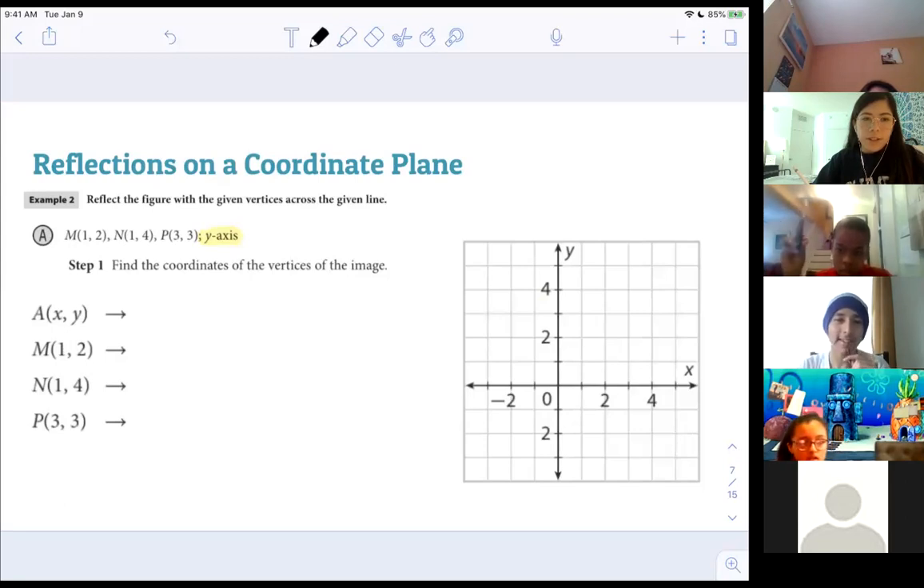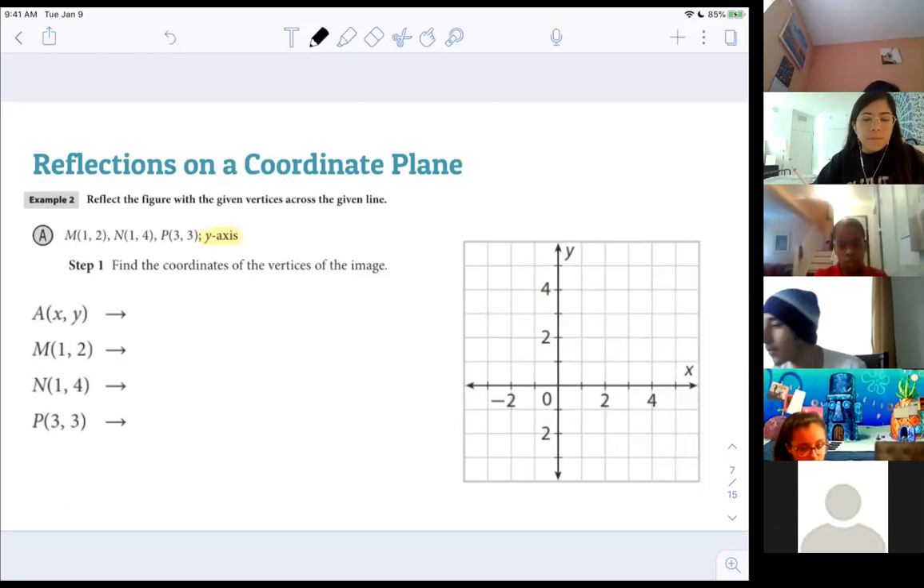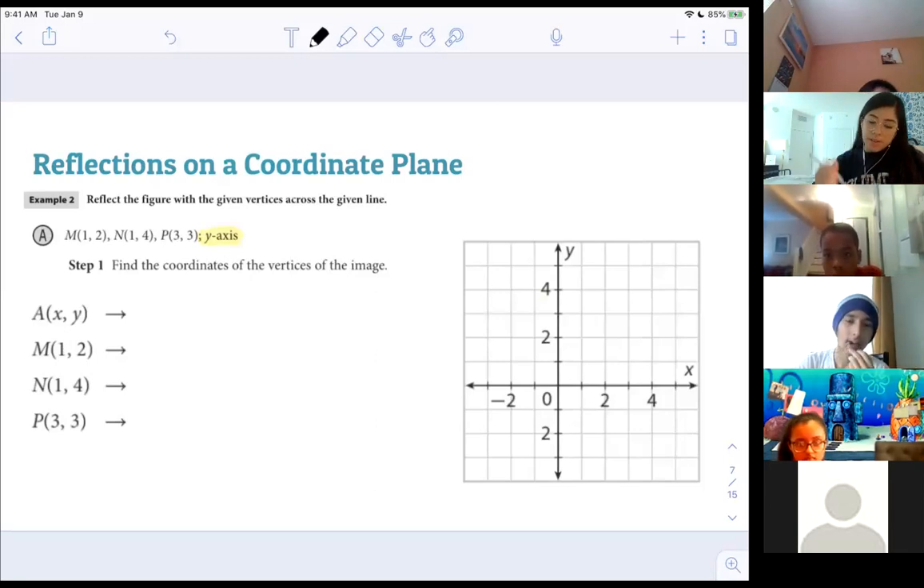Alejandro, what happens when you reflect across the y-axis? You just wrote it down. When you reflect across the y-axis, they change. I think. No, they don't change. Careful, not the y, but the. Look carefully. Oh, it's the x turns negative. It's the x that turns negative, exactly.